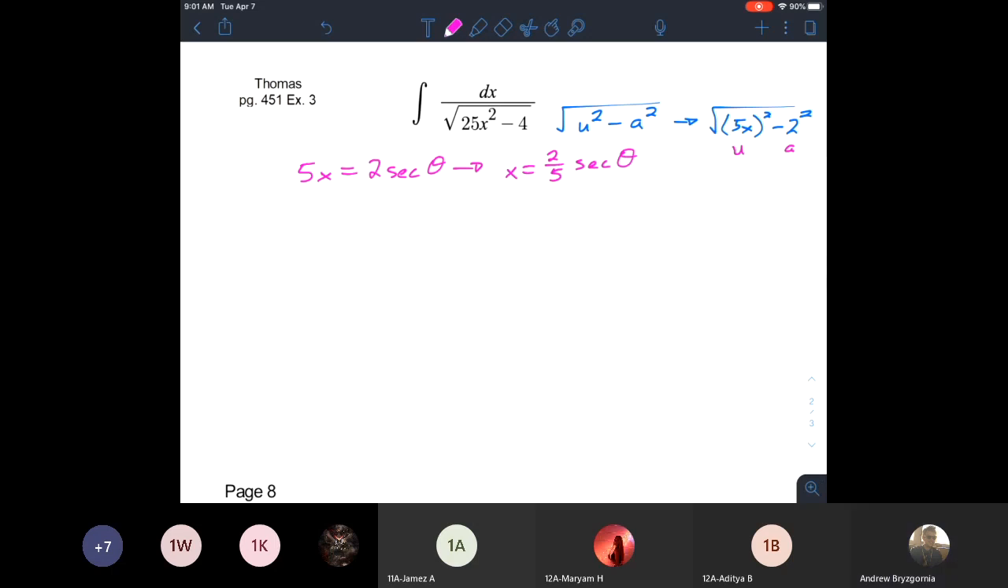Then the other part is that we're going to find the derivative of this here, which is 5 dx equals 2 secant theta tangent theta d theta. And if we solve for dx, then we know that we've got 2/5 secant tangent.